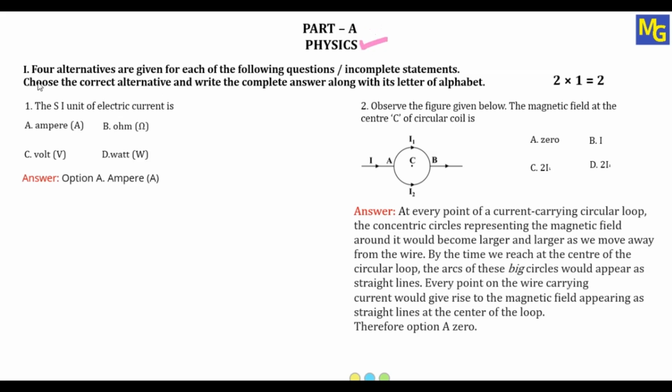Here, as we all know, it is a multiple choice question. Four alternatives are given for each of the following questions or incomplete sentences. Choose the correct alternative and write the complete answer along with its letter of alphabet. Here you have to focus, students. You have to write the complete answer along with its alphabet: A, B, C, whichever option is correct, that alphabet you have to write, and with that you have to write your complete answer.